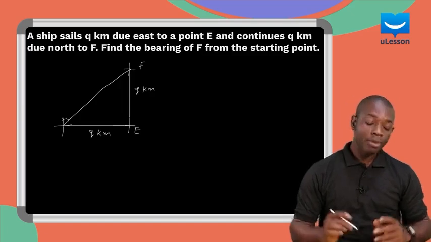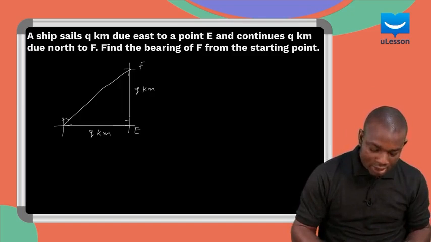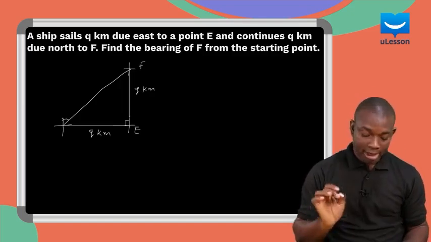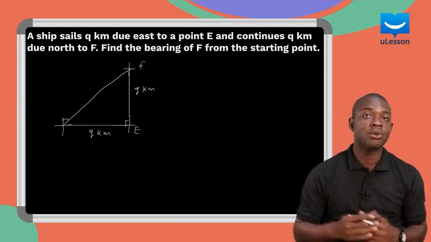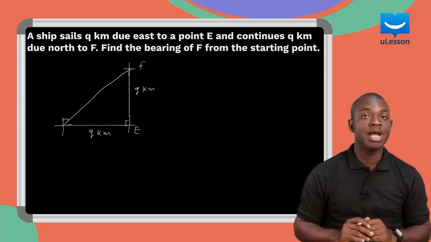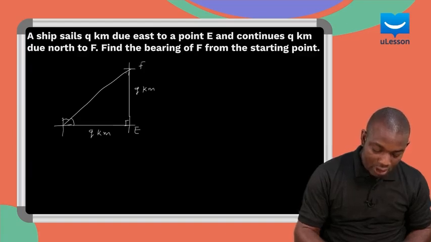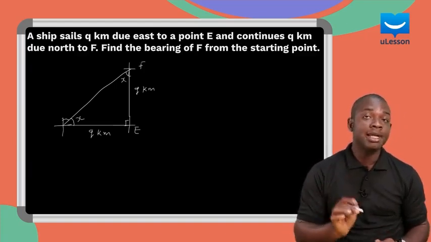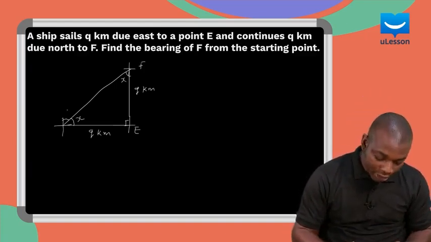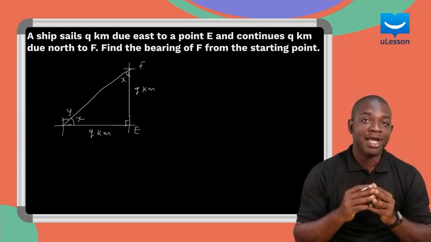looking for. Now the first thing you will notice here is that we have a right-angled triangle. Again, you will notice that this is an isosceles right-angled triangle because two of its sides are equal. What this means is that the base angles are also equal. So let's call them X. And then the bearing that we are looking for, we'll call it Y. Let's begin by finding the value of X.